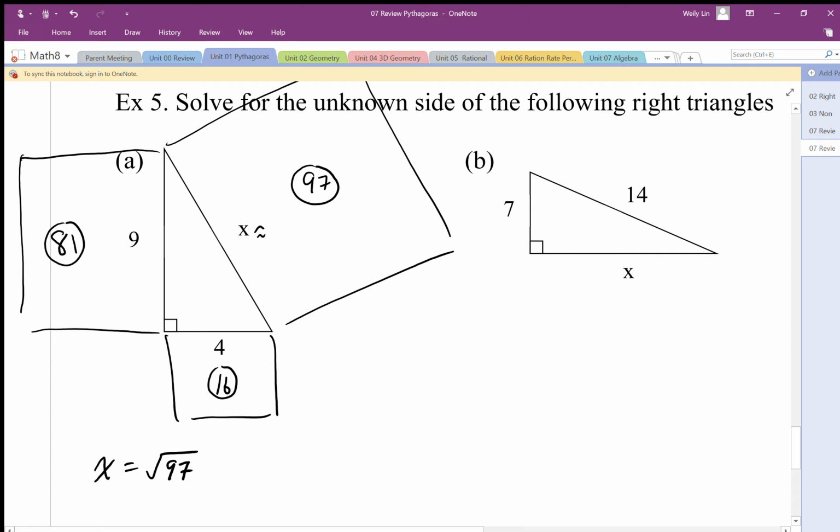And as a decimal value, this is approximately equal to, so using our calculator here, since this is not a perfect square, it works out to be approximately 9.848. So I'm going to round that to 9.85. Okay, so this is approximately 9.85.